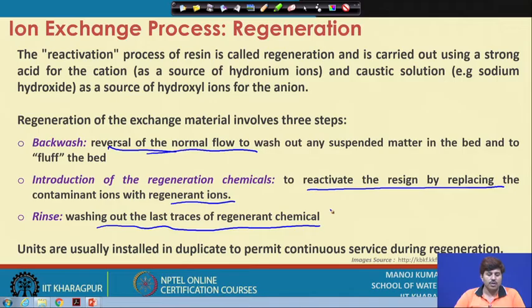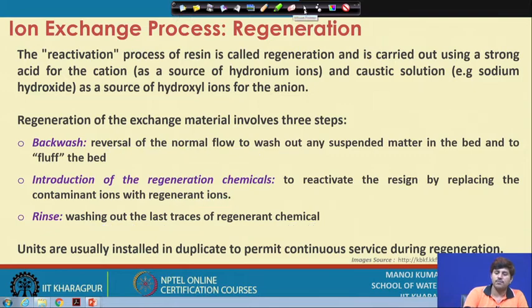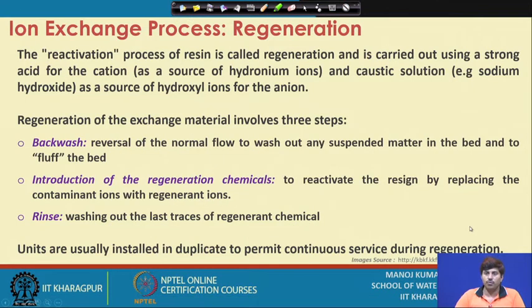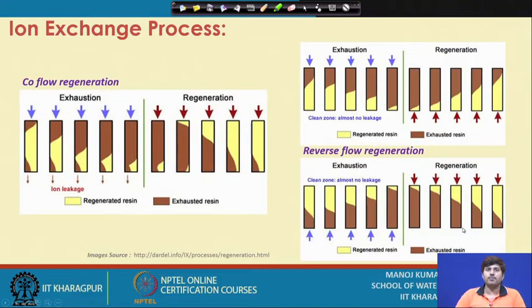Then it is again up for reuse. Units are usually installed in duplicate to permit continuous service during operation, because otherwise, if you stop the unit for regeneration, you may see no flow during that period, or if some unit fails, we need to deal with that. That is to be seen.